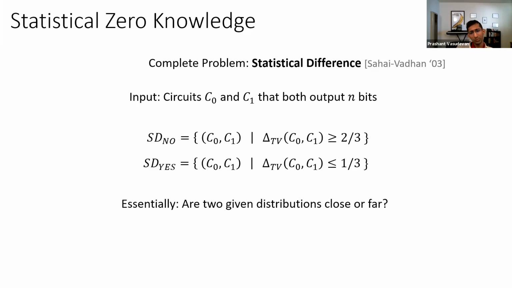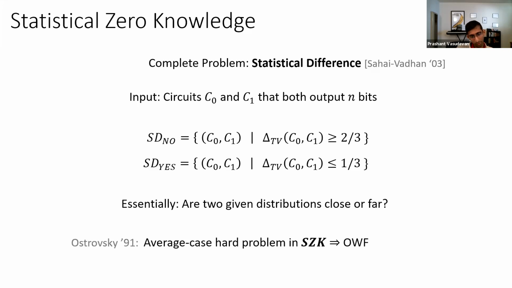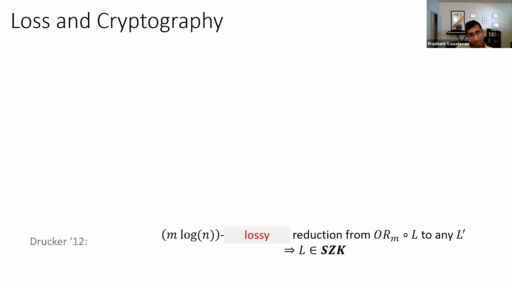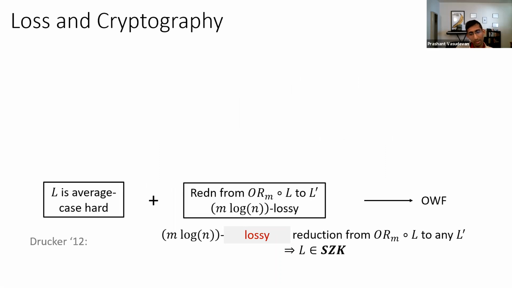The interesting thing to keep in mind is this result by Ostrovsky that I mentioned earlier, who showed that if you have an average case hard problem in this class, that implies the existence of one-way functions. Now you take this result by Drucker, who said you have this reduction from R of L to anything and it implies L is in SZK. Along with what I just told you, this implies that if you had such a reduction for a language L, and this L happens to be average case hard, that immediately implies one-way functions. Because it's in SZK and it's average case hard, so one-way functions.